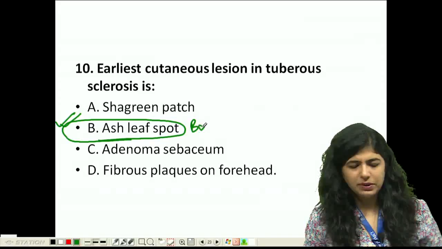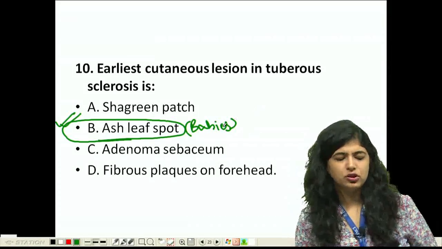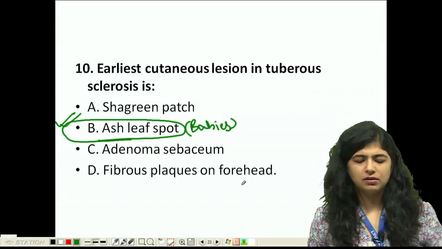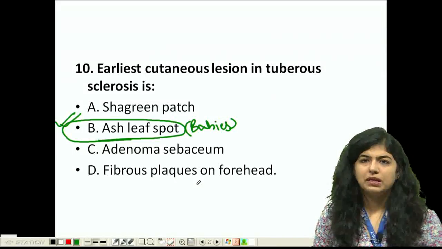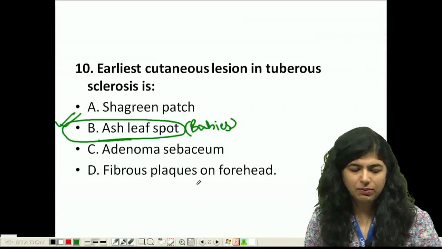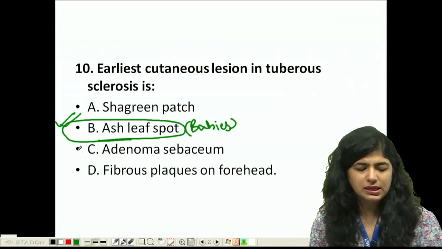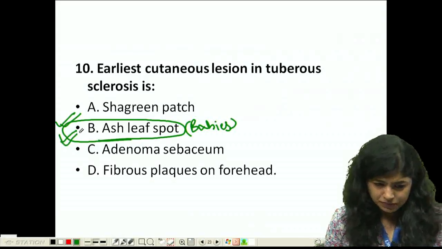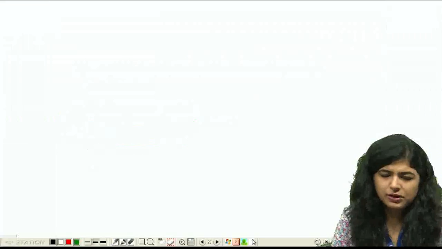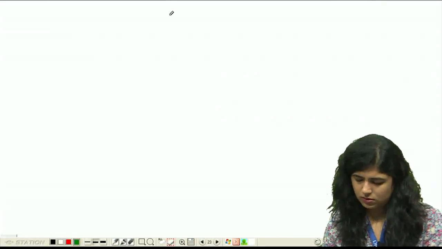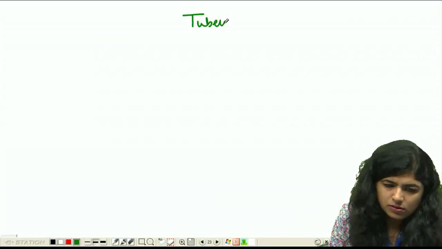This is generally present in babies also. This is the earliest lesion to appear. All of these come later. Some at 5 years, some at 15 years and so on. But the earliest lesion which is present in the baby, which will actually give you a hint that this is tuberous sclerosis, is the ash leaf macule. Then there are some things that you need to remember about tuberous sclerosis.